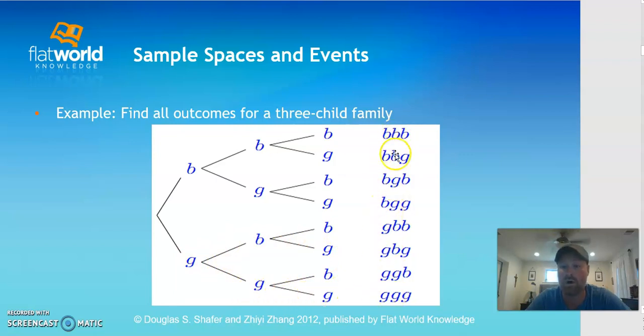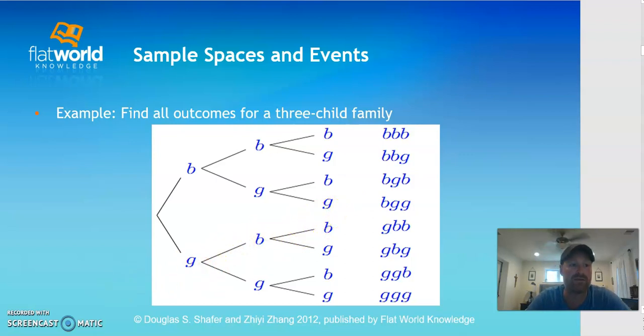So essentially we have 1, 2, 3, 4, 5, 6, 7, 8 potential outcomes. Know that there are a couple of outcomes that look repeated here. For example, boy, girl, boy, or girl, boy, boy, which would almost be the same thing. Okay.